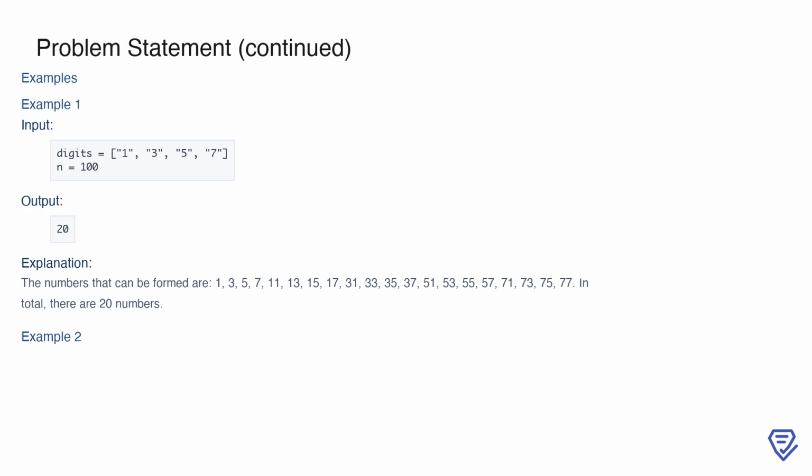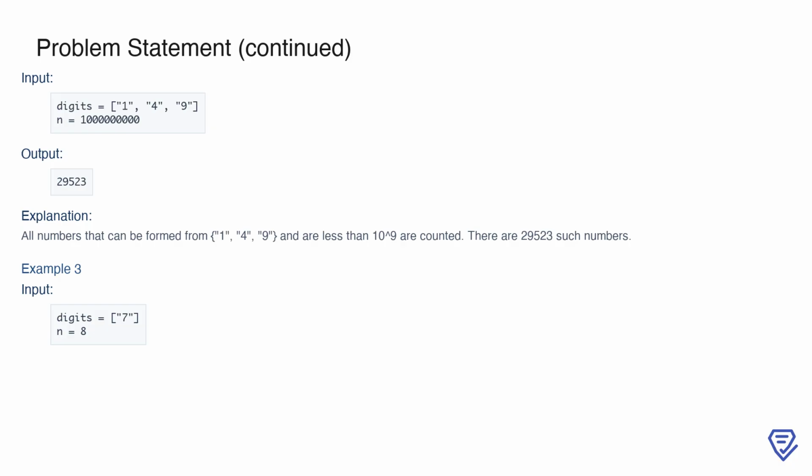Suppose the input is digits equals 1, 3, 5, 7, and n equals 100. The numbers we can form using these digits, while staying under or equal to 100, are 1, 3, 5, 7, 11, 13, 15, 17, 31, 33, 35, 37, 51, 53, 55, 57, 71, 73, 75, and 77. In total, there are 20 such numbers. Therefore, the output for this example is 20. This demonstrates how we can repeatedly use the digits to form numbers of different lengths while ensuring they don't exceed the value of n.